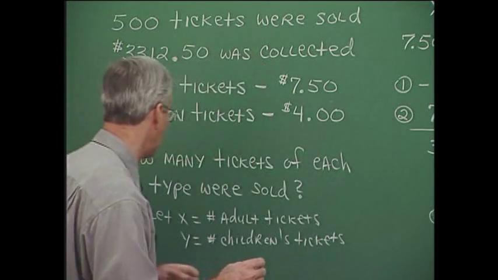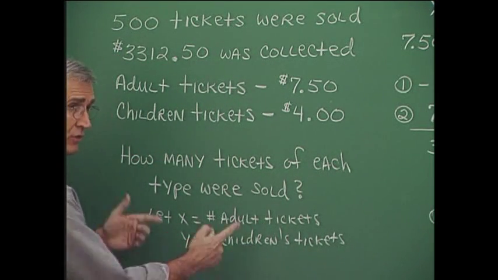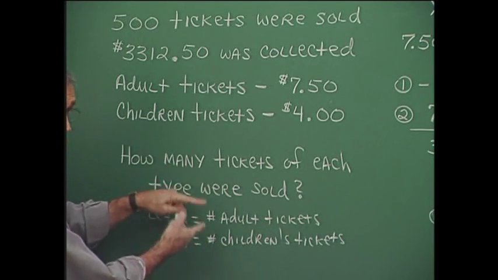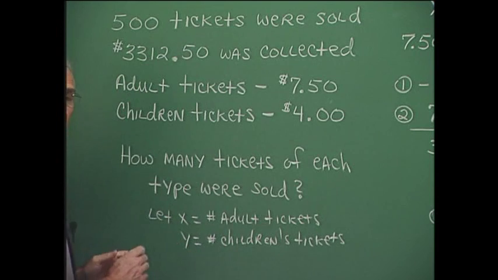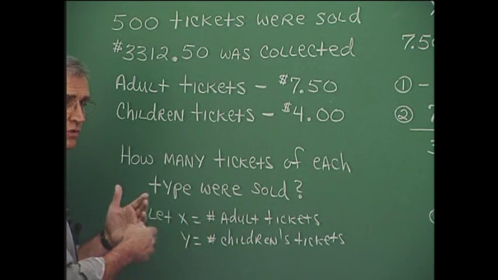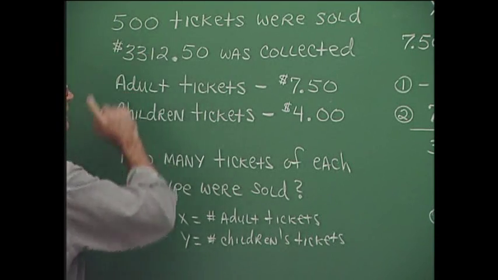Now here, for example, x is the number of adult tickets, y the number of children's tickets. Do we know the sum of the numbers of tickets? Well, yes, we do. Right up here it says 500 total tickets were sold. So one of the equations is relatively trivial. It is simply x plus y equals 500.